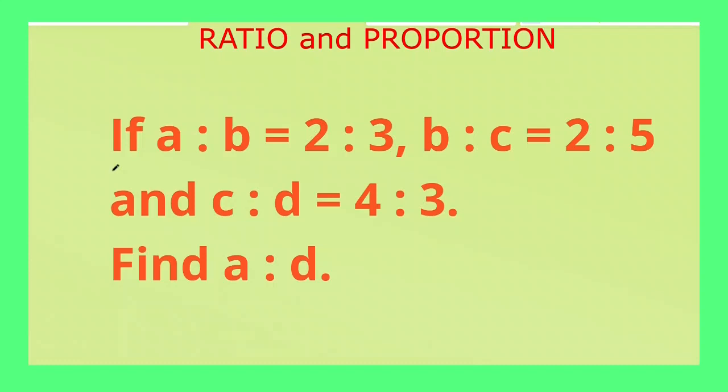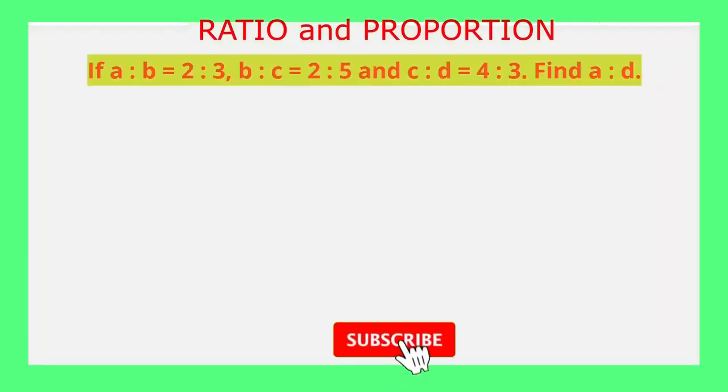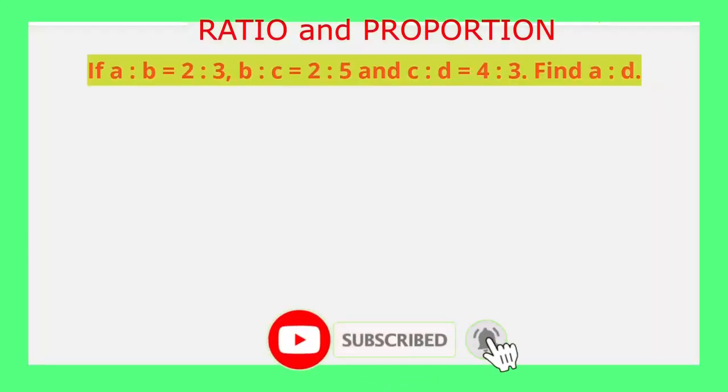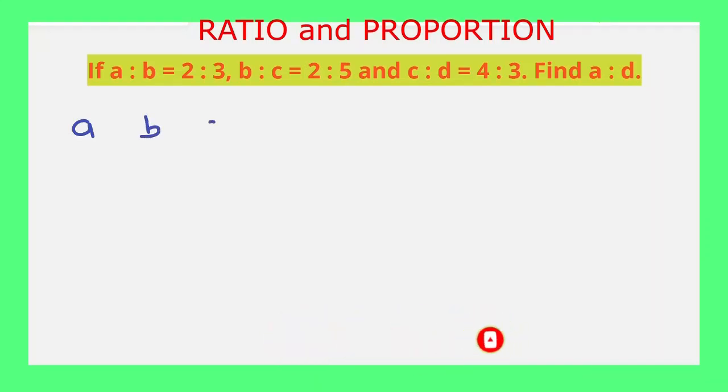Our question is, if A ratio B equal to 2 ratio 3, B ratio C equal to 2 ratio 5, and C ratio D equal to 4 ratio 3, find A ratio D. We solve the question by two shortcut methods. We have A ratio B, B ratio C and C ratio D. So we write all the four elements A, B, C and D.